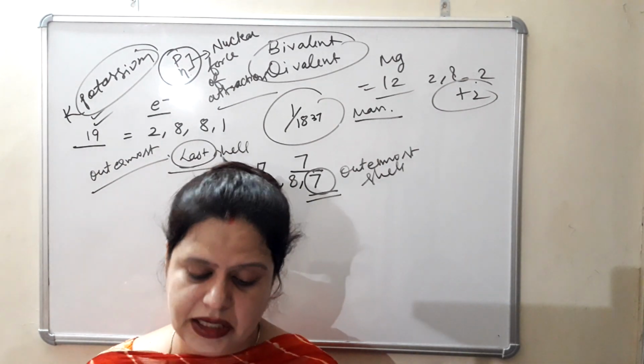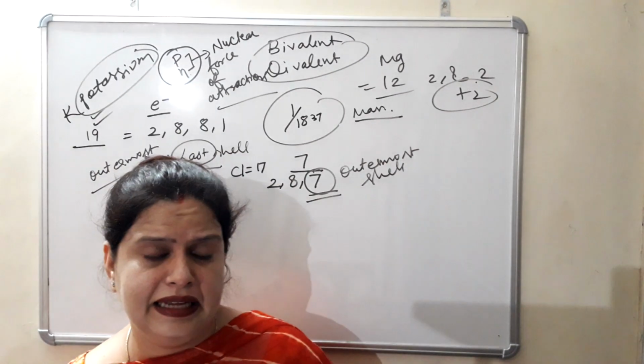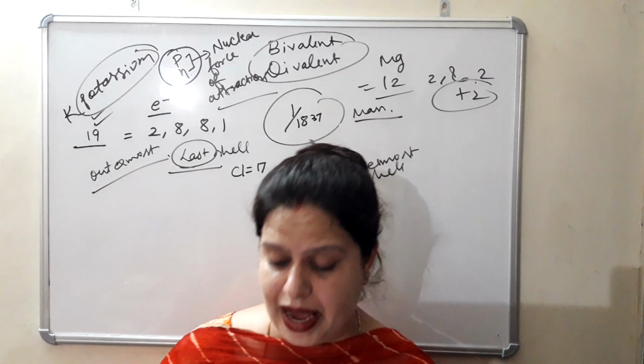Next is neutrons have no charge. Yes, this is also correct. Neutrons are the neutral particle. They don't have any charge but have mass.